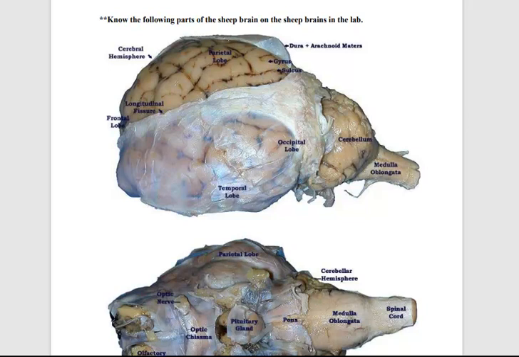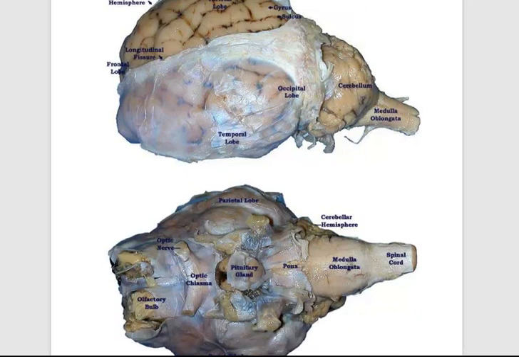Gyrus is singular, gyri is plural, and sulcus is singular. Excuse me, sorry. When you put the I on, it's plural. Sulcus is singular. I just checked with Alexa to see how you would say the plural of S-U-L-C-I, and she pronounced it sulci. I always pronounce it sulky. So, there you go. Who's right, me or Alexa?